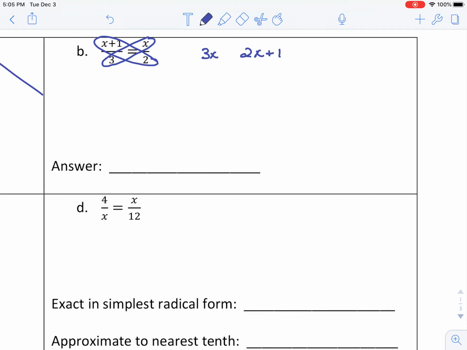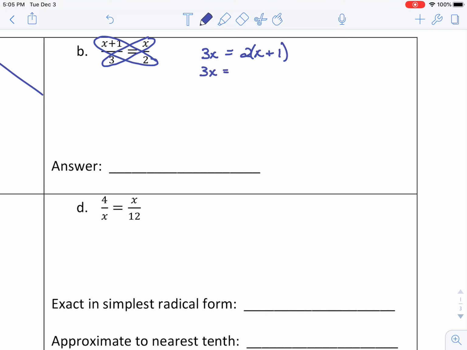You cannot write this. That means I just did 2 times x. I need to do 2 times that entire x plus 1, which means I need parentheses. So we're going to end up distributing. And before I do that, though, I'm going to remind you that we have to have an equal sign. We are solving an equation.